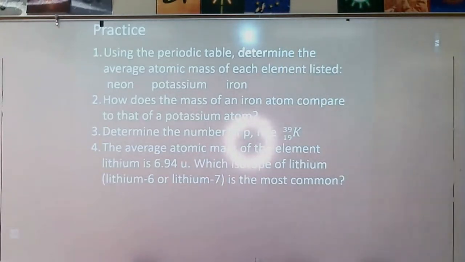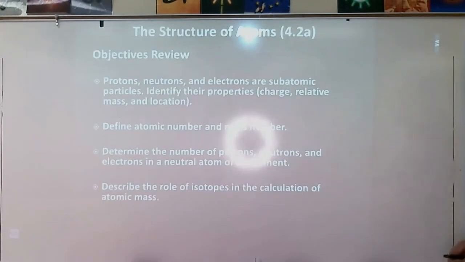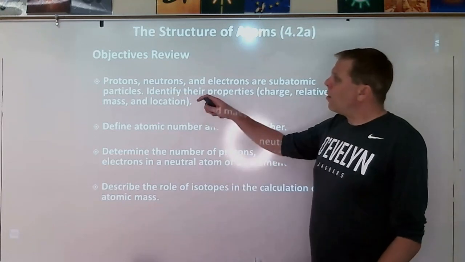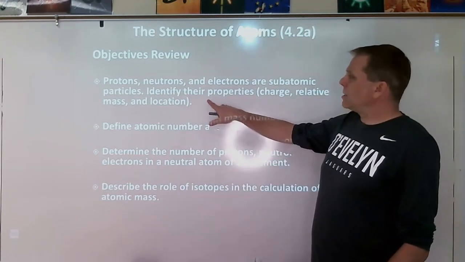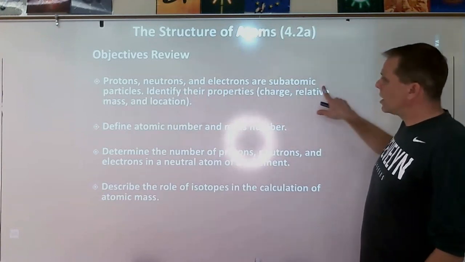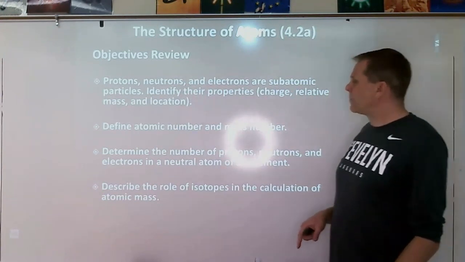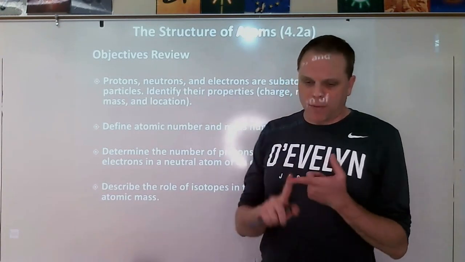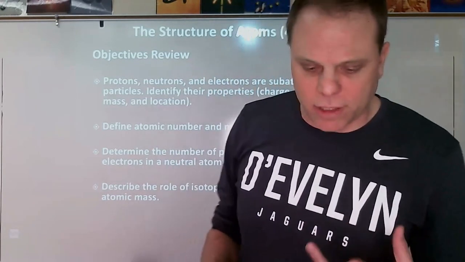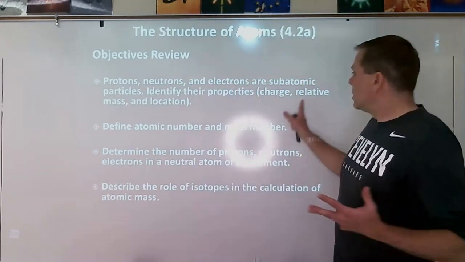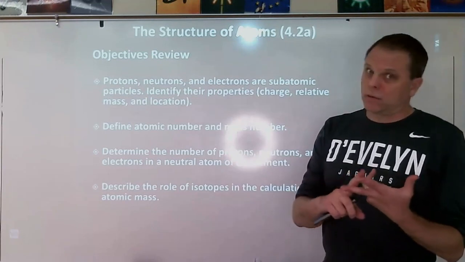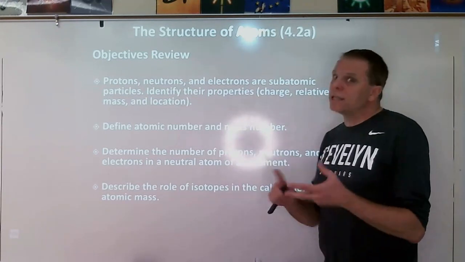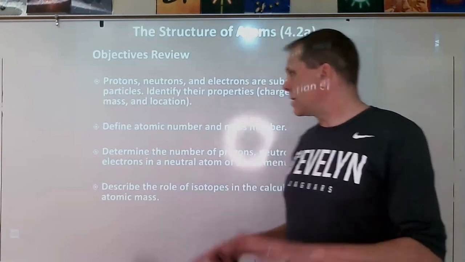Fun stuff, right? Okay, so let's see if we know some new things now. It sure seems like we do. Protons, neutrons, and electrons are subatomic particles. Yeah, we got that. Identify their properties. Charges, right? We know the charge is positive for proton, negative for electron, neutral for neutron. Do we know their mass? Yeah, protons and neutrons are really heavy compared to the electron. Location: protons and neutrons in the middle, electrons on the outside. Yeah, we got this.